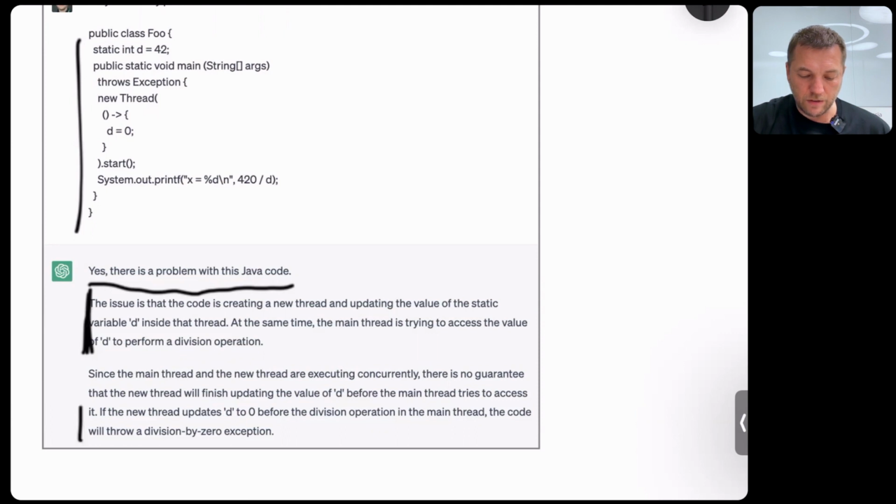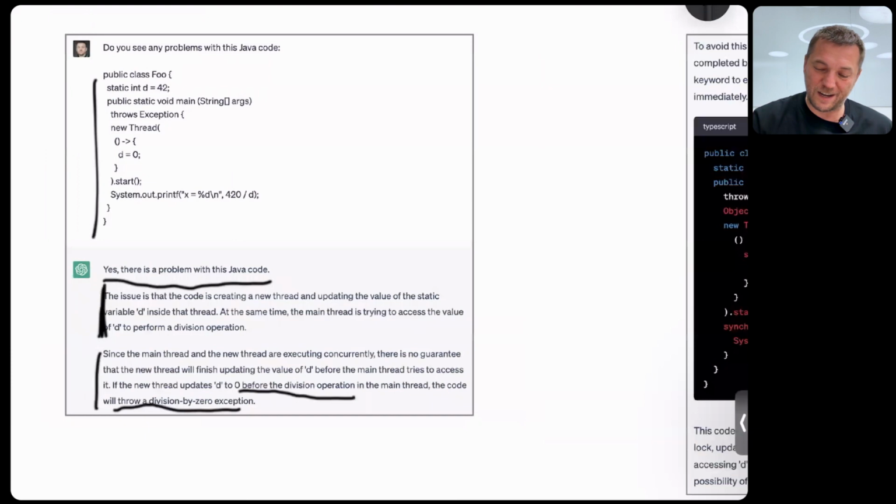And then it says, since the main thread and the new thread are executing concurrently, there is no guarantee that the new thread will finish updating the value of D before the main thread tries to access it. If the new thread updates D to 0 before the division operator in the main thread, the code will throw a division by 0 exception. It's a very, very good explanation of what happened. Without any model checking, without Java PathFinder, without any execution, any dynamic analysis, it just looks at the code and explains what's going on. Like I told you, it's magic, so we don't understand how it works.